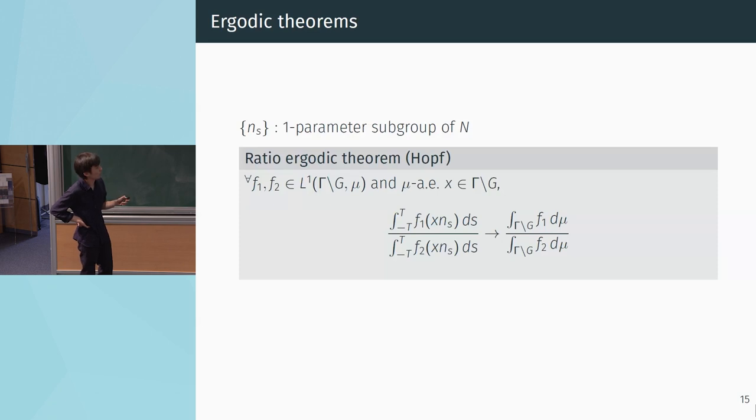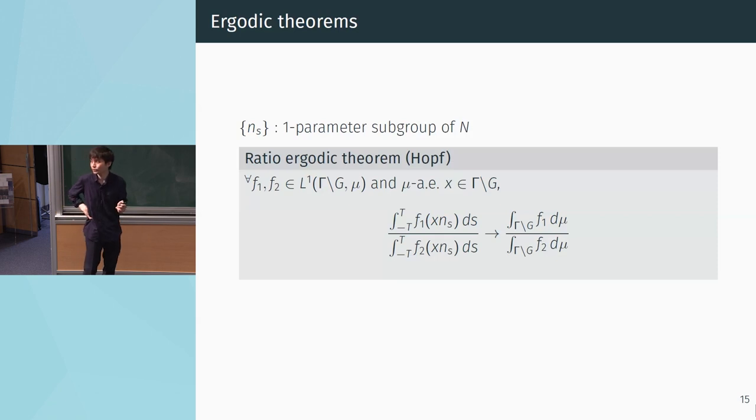I did not write down the condition, but here you're assuming that this is not going to be zero. So if you have integrable functions f1, f2 with respect to mu, then for mu-almost everywhere x, you look at this ratio of the time averages, and it will converge to the ratio of the space averages.